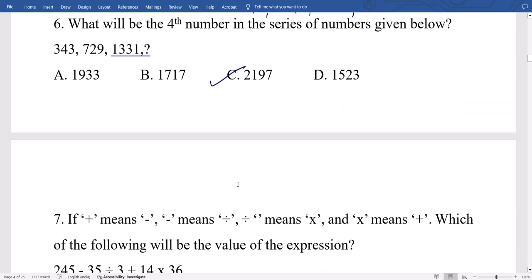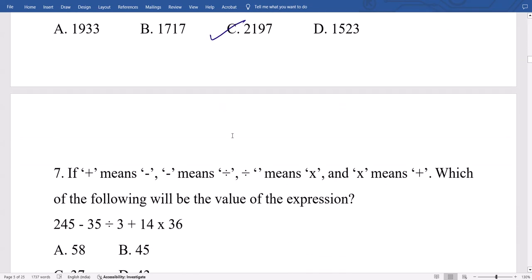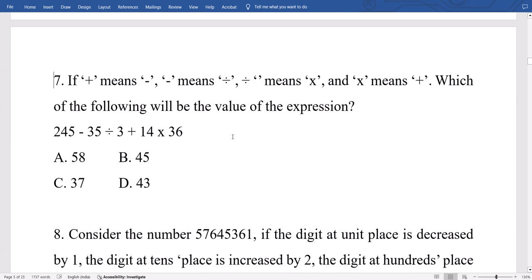Option C. Now, a mathematical operations related question. We have to change minus as division, division as multiplication, plus as subtraction, multiplication as addition. Okay, now we have to evaluate this.